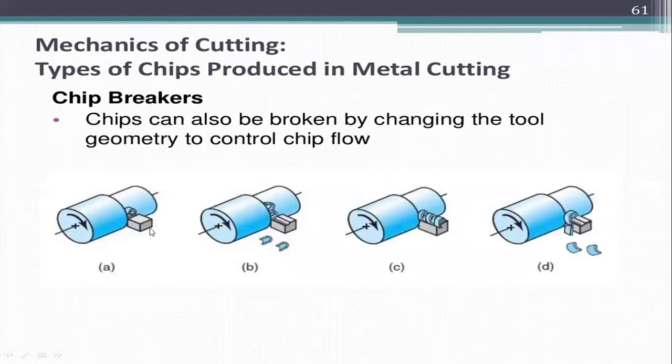Chip breakers, there are 4 types, as studied: continuous, discontinuous, segmented, and so on. The chips can also be broken by a change of tool geometry to control chip flow. By changing the tool also, we can change the chip breaking.